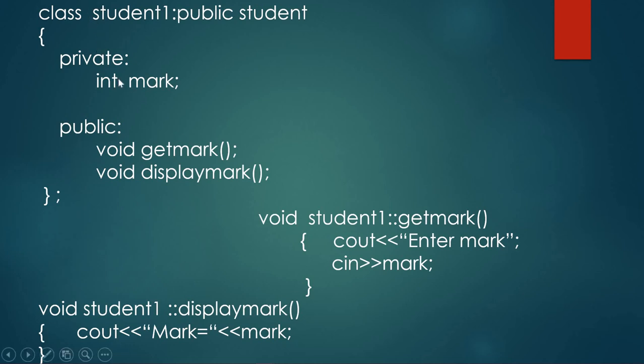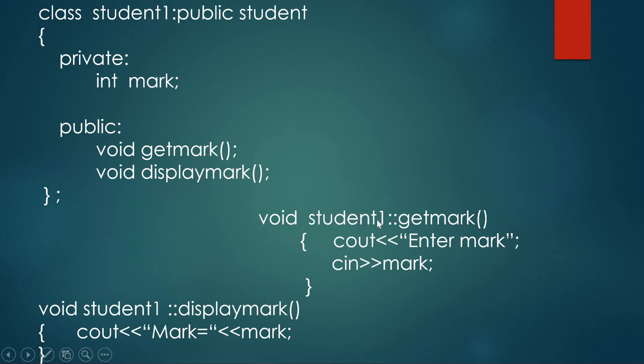In student 1 class, one data member is there, mark, and two member functions, get mark and display mark. How to define this get mark outside the class? Void, and which is the class name here? Get mark is the member function inside the class student 1.